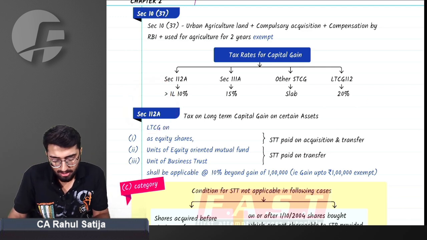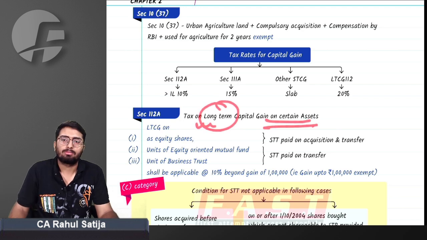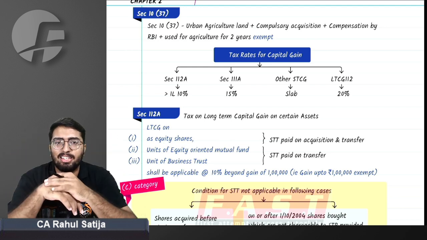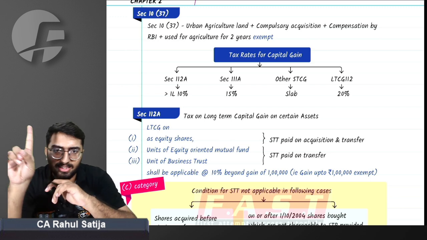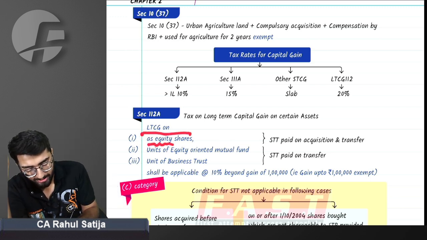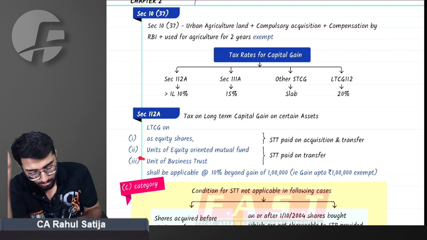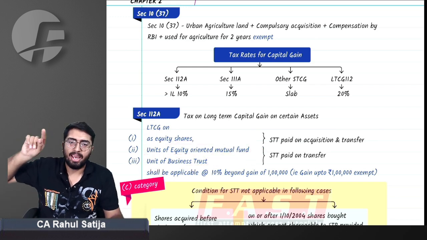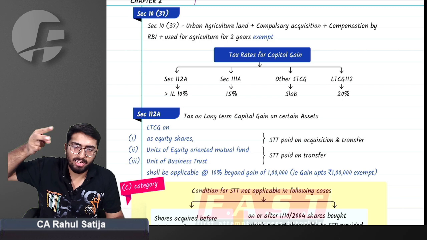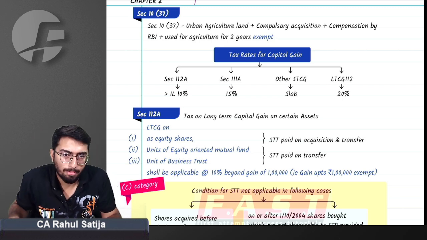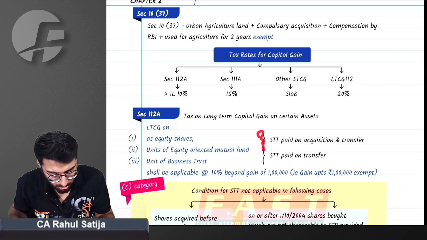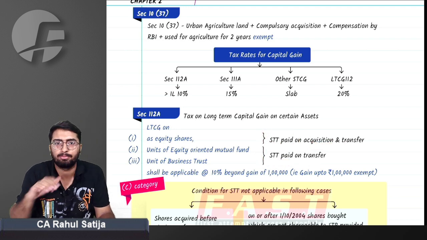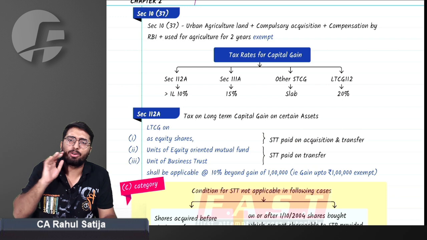Section 112A. The long-term capital gain on certain assets. First of all, there has to be long-term capital gain, and second, only a few assets are covered under this section, not all the assets. What it says, just listen. Any equity shares, any units of equity-oriented mutual funds, or any units of business trust on which STT is paid on acquisition and transfer.